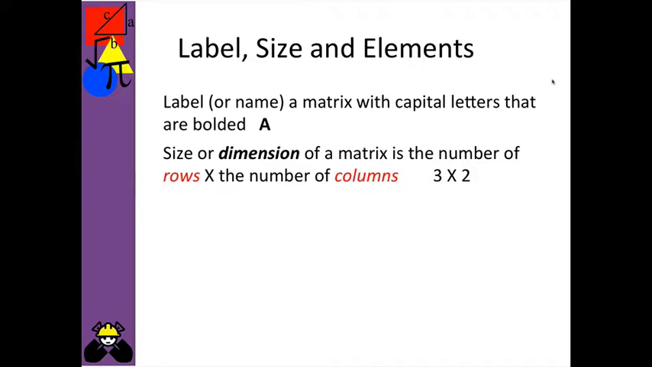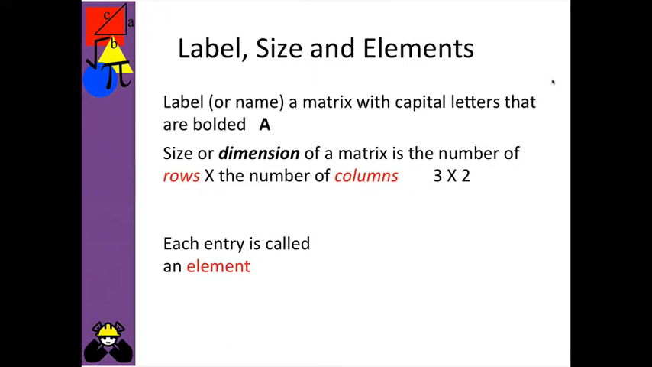Second thing we need to know, the size or dimension of a matrix. It's the number of rows by the number of columns. So we would say it's a 3 by 2. I know that looks like a capital X or a large multiplication sign, but when we're talking about matrices, we use the word by. So it's a 3 by 2 matrix. It's a 1 by 4 matrix.